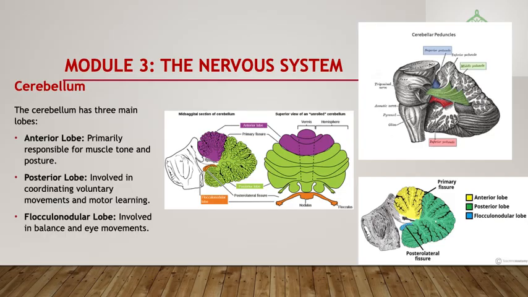And then the last image on the bottom, which has the yellow and green, is also just trying to explain the anterior lobe, which is separated from the posterior lobe by the primary fissure. And then we have a very small lobe, also represented in blue, which is the flocculonodular lobe, which is separated by the posterolateral fissure as well. And then on the anterior aspect, that is the pregnant-looking pons.